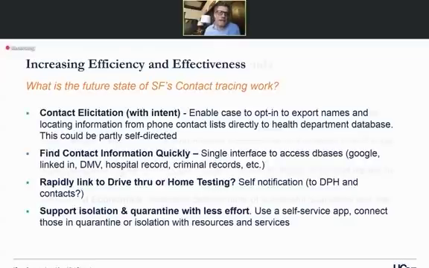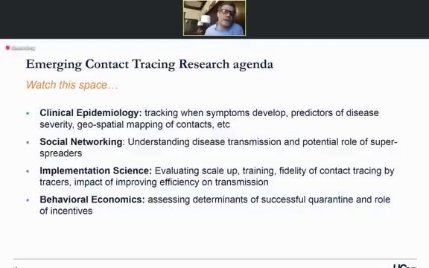Clearly, it goes without saying that there are tremendous research opportunities here. I think we're just starting to think about what some of the research questions are that we could be asking. We're going to have a chance to track all of these contacts and see who develops symptoms and when. We'll be able to better understand predictors of disease and severity. The app will allow us to geographically map contacts, which will give us a textured understanding of disease transmission. I think there's really important research to be done around social networking and understanding disease transmission.